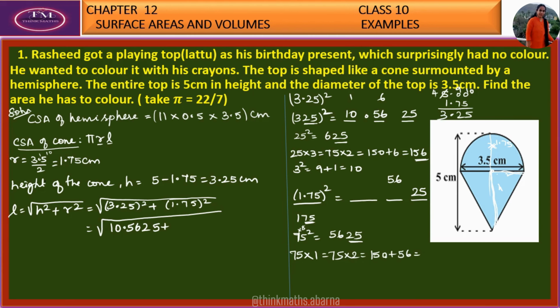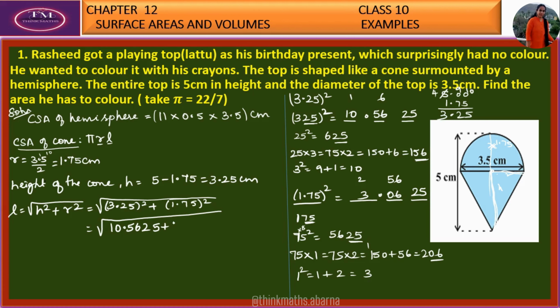So the answer is 0 plus 6 is 6. 5 plus 5, 10. Balance 1. 1 plus 1, 2. So it is 206. Write the last two numbers here, 0, 6. And the balance 2 will be here. What is the next step? Now square the first number. So it is 1 square equal to 1 and add with the balance which is 2. So equal to 3. So 1.75 whole square, the decimal will be 4 decimal places. So 1, 2, 3, 4.